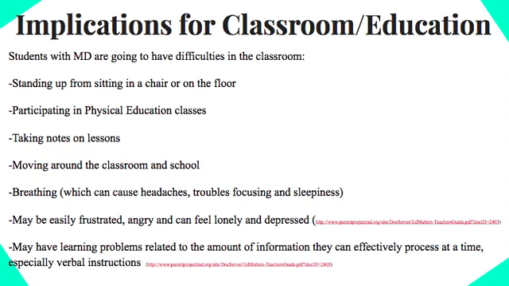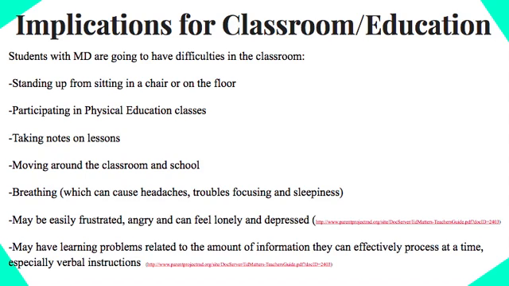Some implications for classroom education. Students with muscular dystrophy are going to have a hard time standing up from sitting in a chair or on the floor. In the elementary years, they might need help, or they might just take a little longer getting up from the circles that most teachers make on the floor with a carpet. They're going to have a harder time participating in physical education classes. They still should participate, though, because it's good to keep their muscles moving, but they might need it to be modified a little.